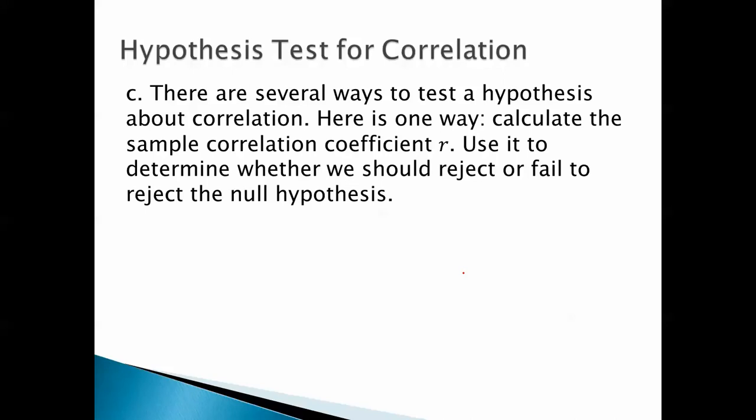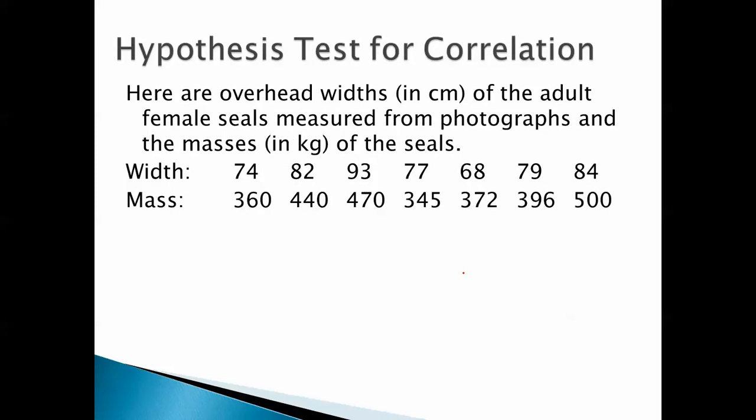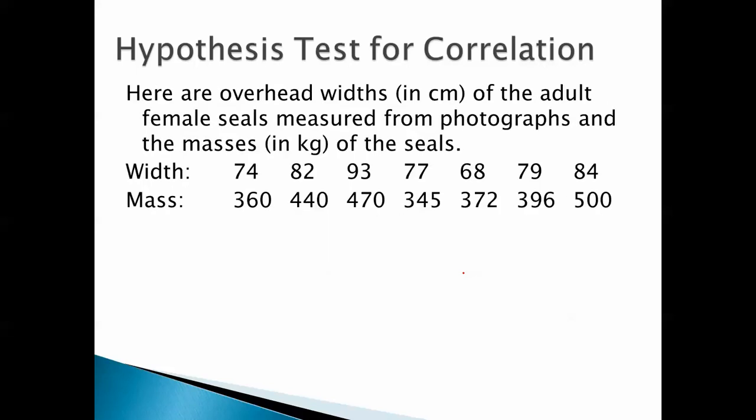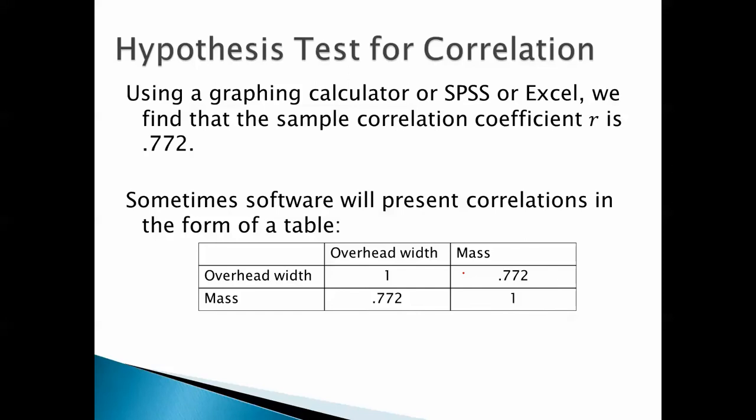There are several ways to test a hypothesis about correlation. Here's one way. Calculate the sample correlation coefficient R. Use it to determine whether we should reject or fail to reject the null hypothesis. So again, here are the data we're working with: the overhead width and the mass of these seals. Using a graphing calculator, or SPSS or Excel, we find that the sample correlation coefficient R between these two data sets is 0.772.